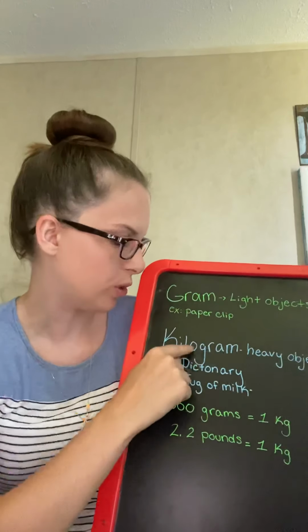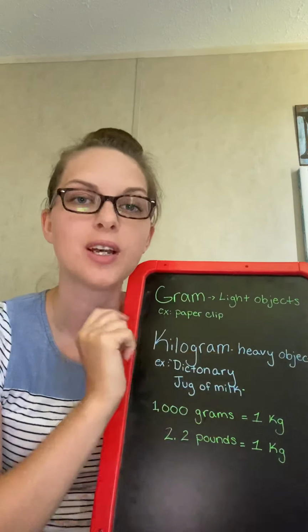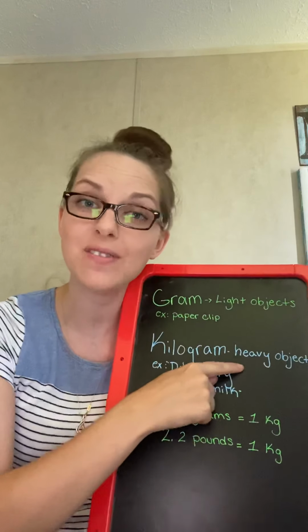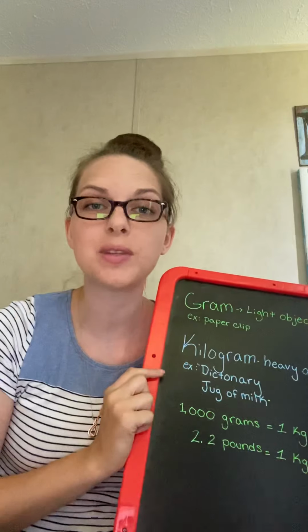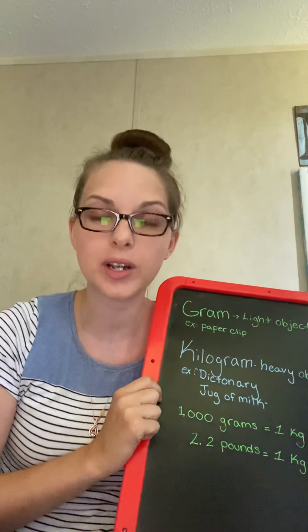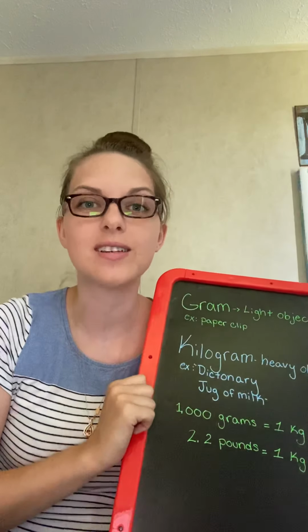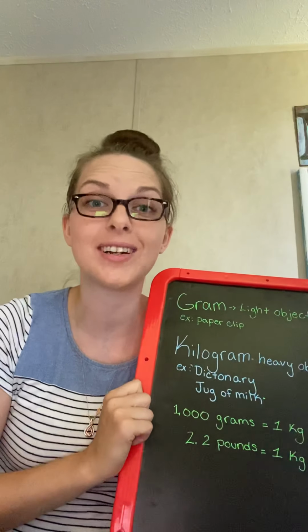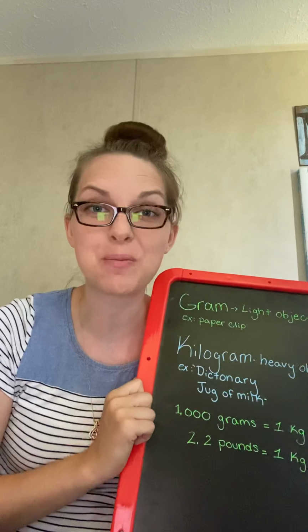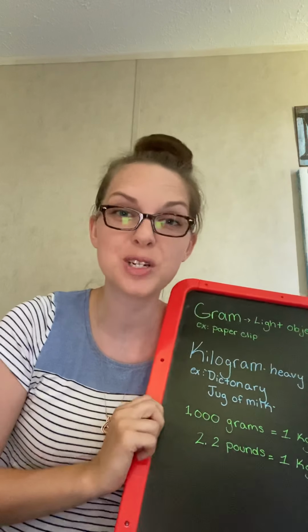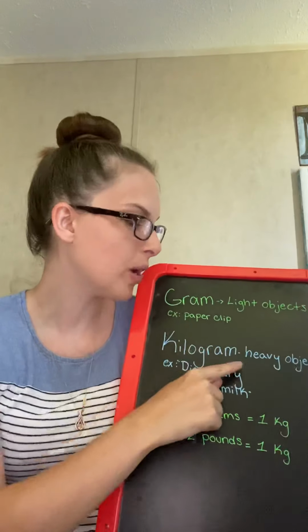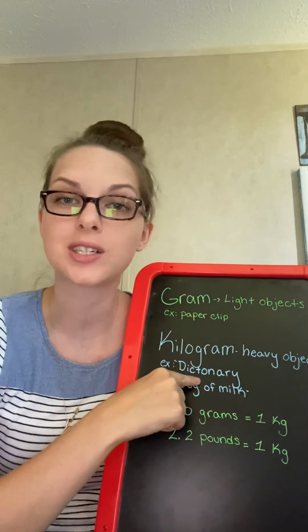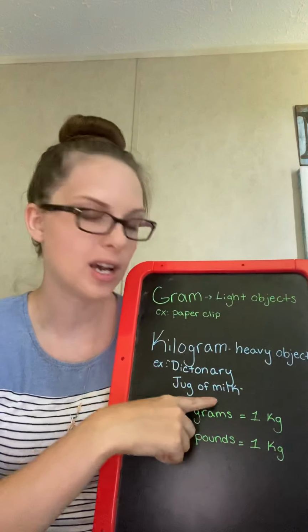Okay, let's look at our next one, which is kilograms. So if we determine grams were light objects, then kilograms must be heavy objects. Can anyone think of something at their house they would weigh in kilograms? Yes, Levi, that's right. You could weigh your lawnmower in kilograms because it is very, very heavy. I would not want to go outside and try to pick up a lawnmower. I think I would have a little bit of trouble with that. So we know we weigh kilograms for heavy objects like a big dictionary, maybe something large like a science book, or maybe a jug of milk.